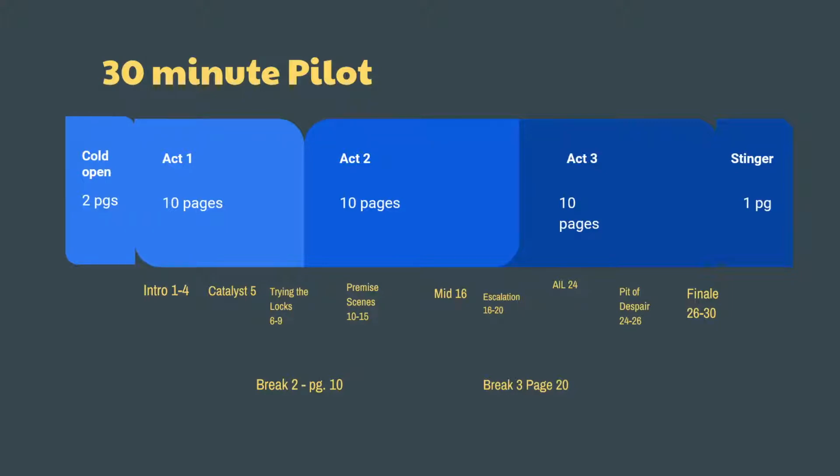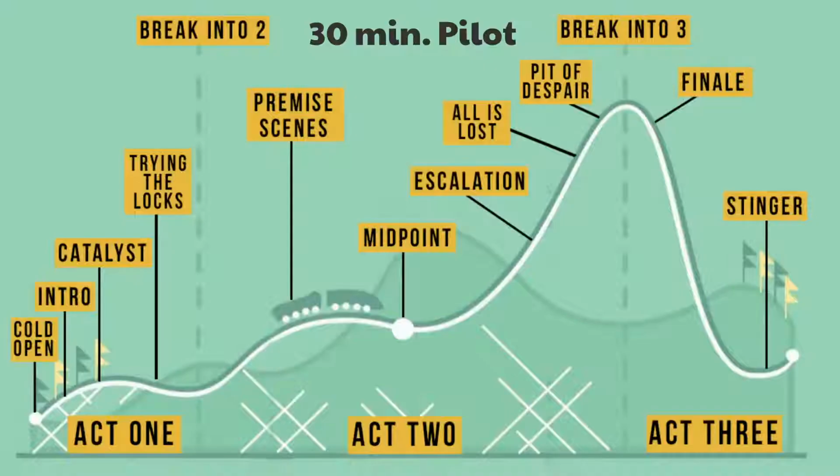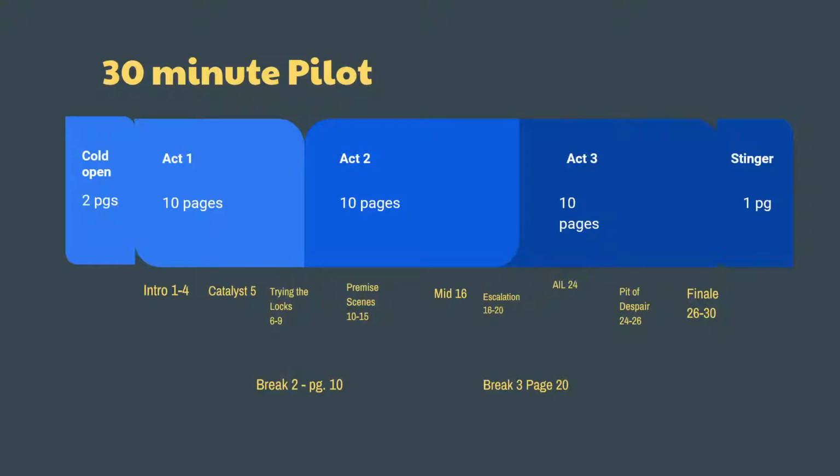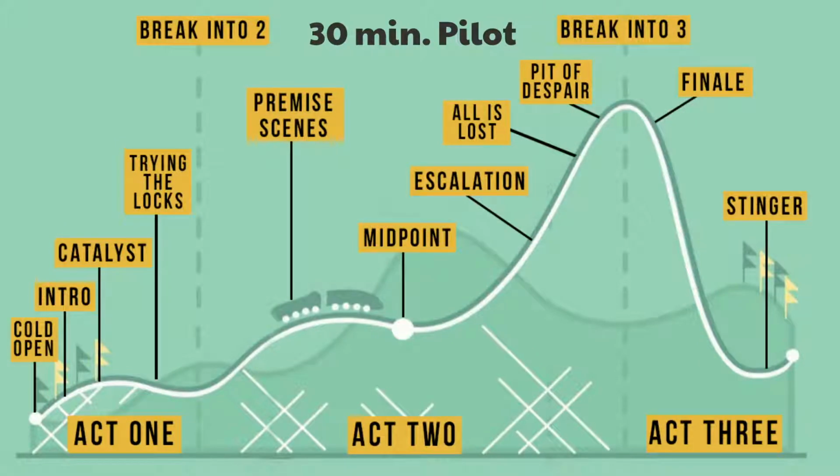So that's the basics there, and I will stop to take questions on this after I break this down a little more. Let's look at the 60-minute pilot, and here's a great diagram that shows you where everything falls. This doesn't have the page numbers on it, but it shows the roller coaster of increasing stakes and tension until we finally get to the high point, which is the finale, and very quickly afterwards it falls off and we wrap up with the stinger.